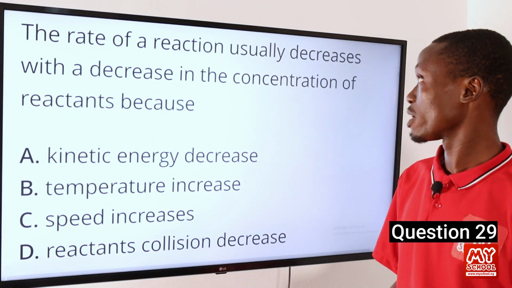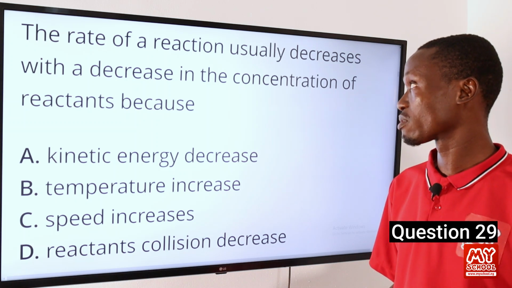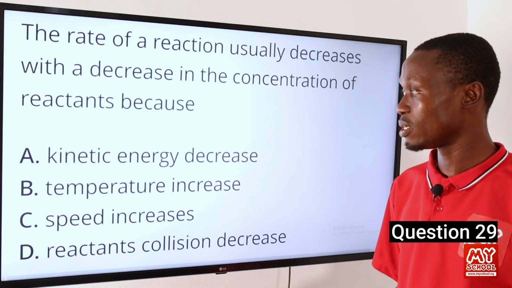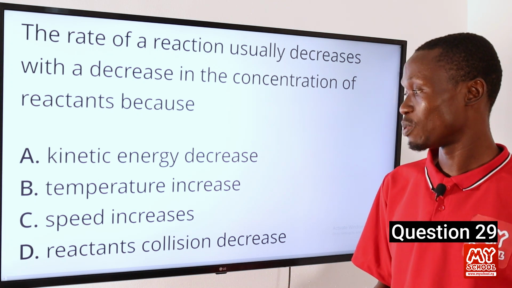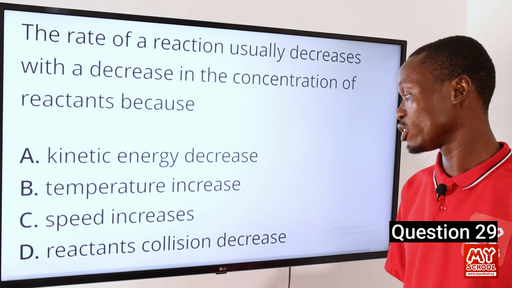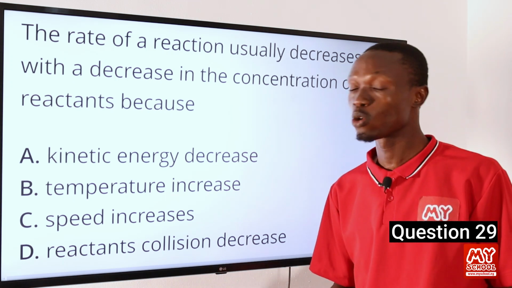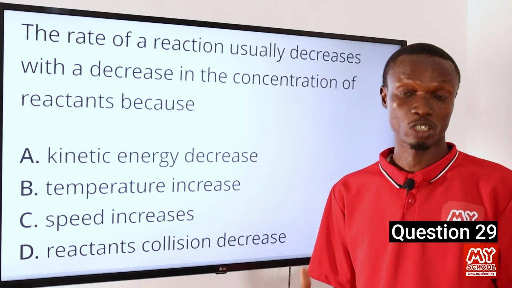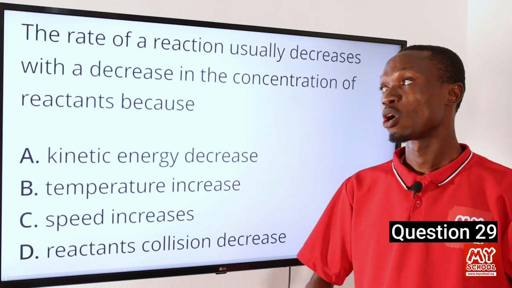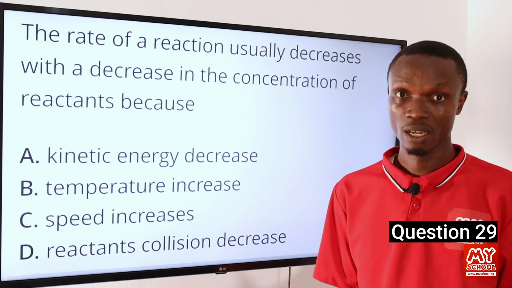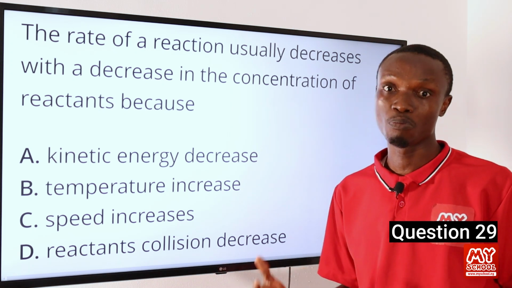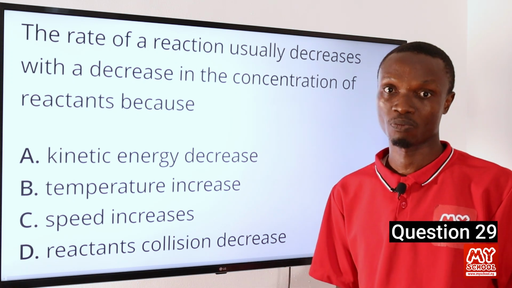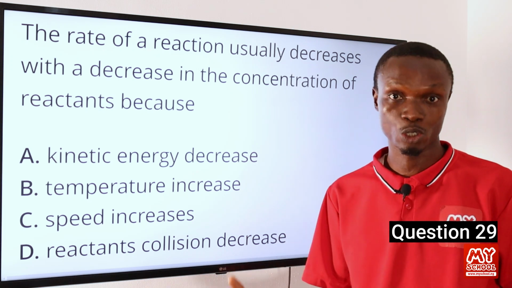The rate of a reaction usually decreases with a decrease in the concentration of the reactant because: A, kinetic energy decrease; B, temperature increase; C, speed increases; D, reactant collision decreases. One of the factors that affect the rate of a chemical reaction is the concentration of the reactant. When the concentration of the reactant is high, the rate of chemical reaction is going to be high because more molecules will acquire effective collision. As a result, the rate of reaction will be high.